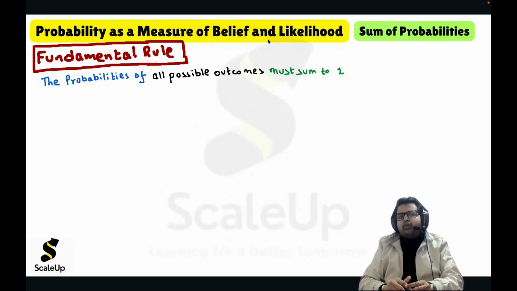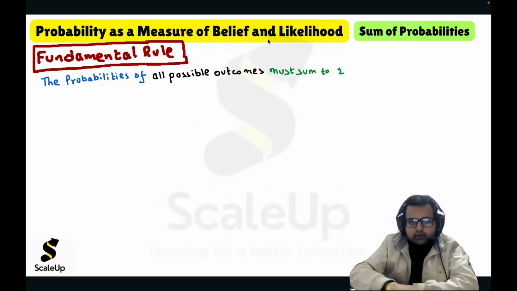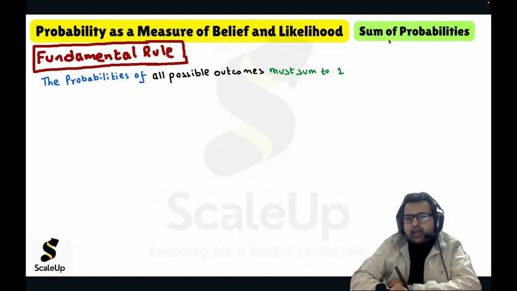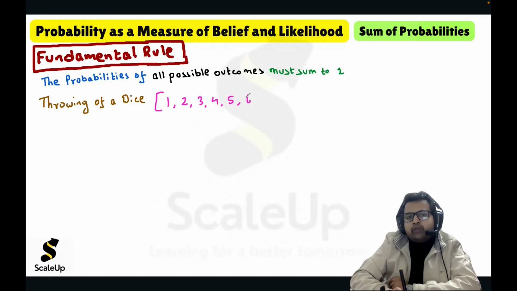So this is the fundamental rule. The probabilities of all possible outcomes must sum to 1. For example, if I throw a dice, 6 possibilities are there. Either I will get 1, 2, 3, 4, 5 or 6. Now the probability of getting 1 is 1 by 6. Probability of getting 2 is also 1 by 6. So what I am doing is that these are the possible outcomes 1, 2, 3, 4, 5, 6, and I am calculating the probability of getting each possible outcome. So it will be 1 by 6.